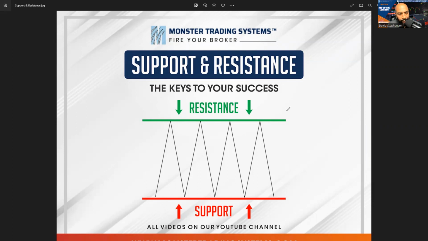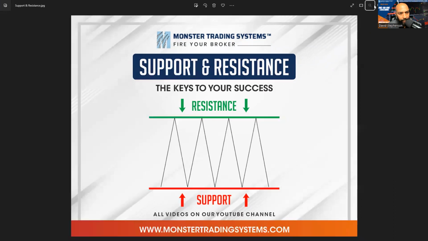I recommend that as traders, you guys print it and then laminate it. It's that important. Support and resistance, the keys to your success. This is something you must know. We can't get past this. This is something we must know.